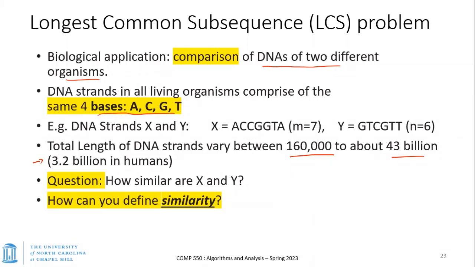If you want to see how similar or different you are, comparing humans and chimpanzees versus a human and a starfish, what you need to do is compare the DNAs between the 2 species. So the question is, how similar are X and Y? Here's a really small strand of size 7, and here's a strand of size 6, and we're asking how similar X is to Y.